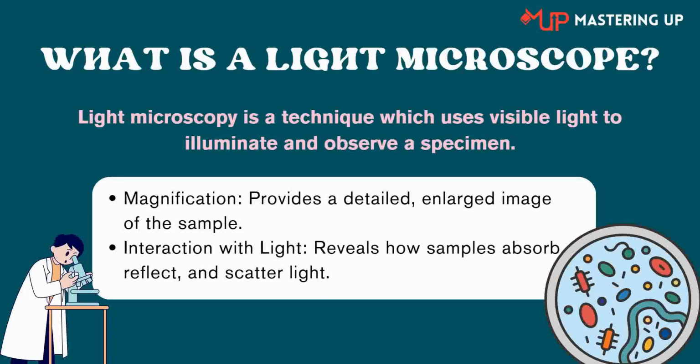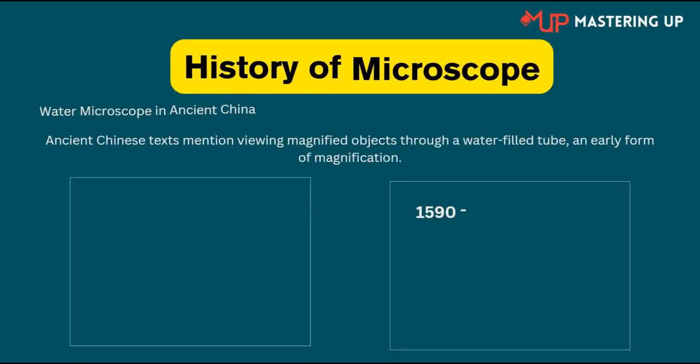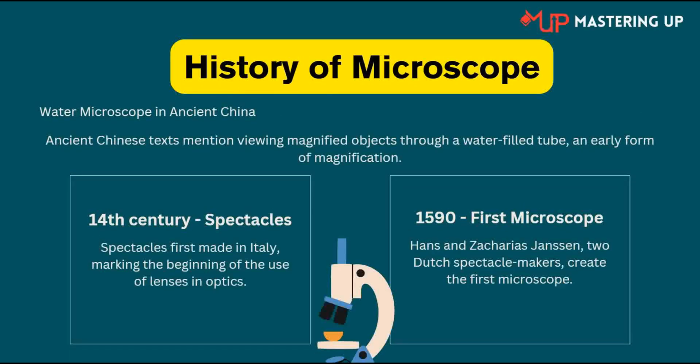Light microscopy is a technique which uses visible light to illuminate and observe a specimen. The main features of a light microscope include magnification, which provides a detailed and enlarged image of the sample. The interaction with light reveals how samples absorb, reflect, and scatter light. Now, before we study the light microscope in detail, we will see a brief history of the microscope.